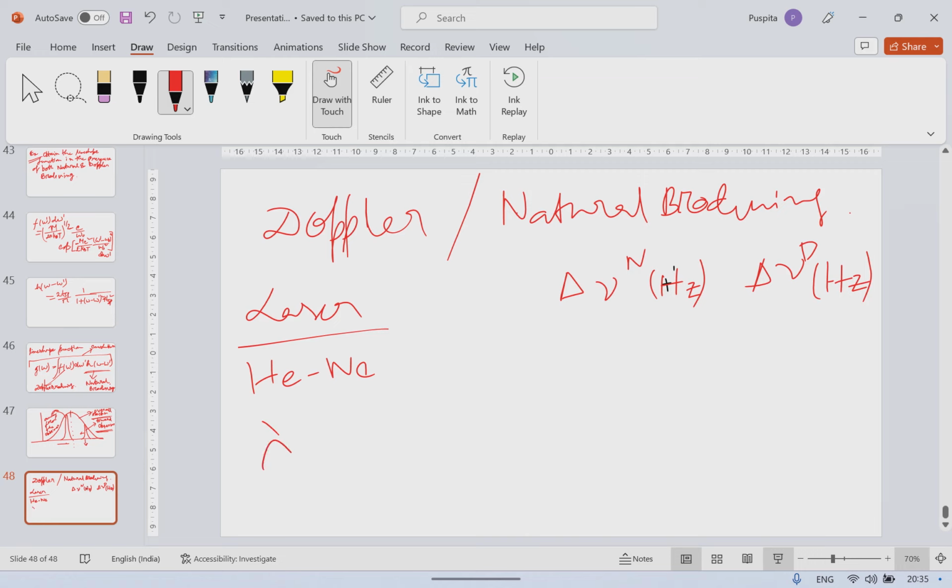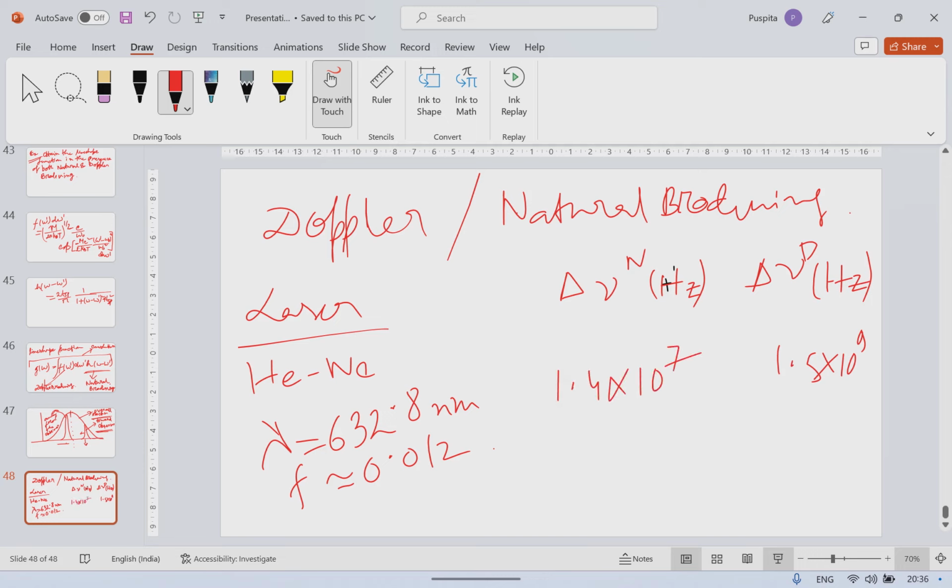So for the helium neon laser, lambda is 632.8 nanometer. Frequency is almost 0.012. Okay. So Doppler broadening is 1.5 into 10 to the power 9. Natural broadening is 1.4 into 10 to the power 7.